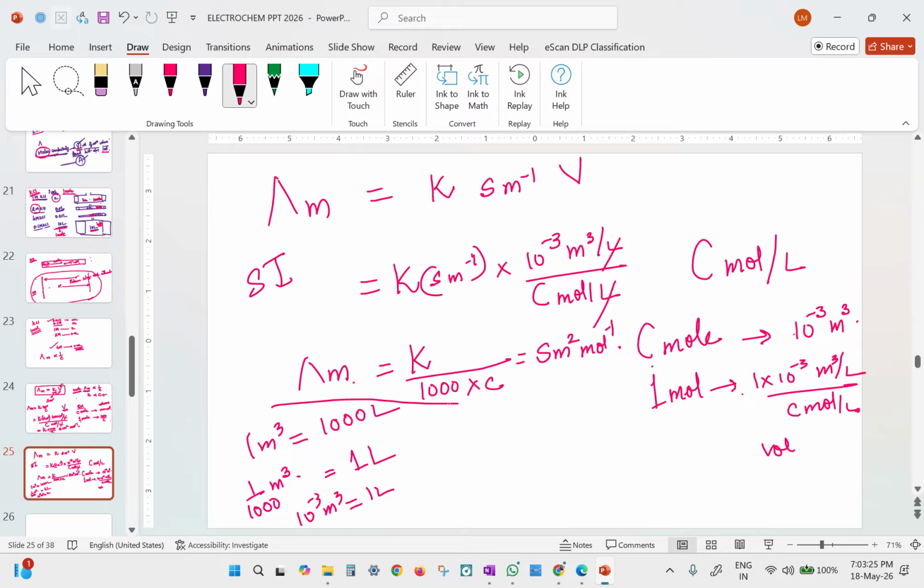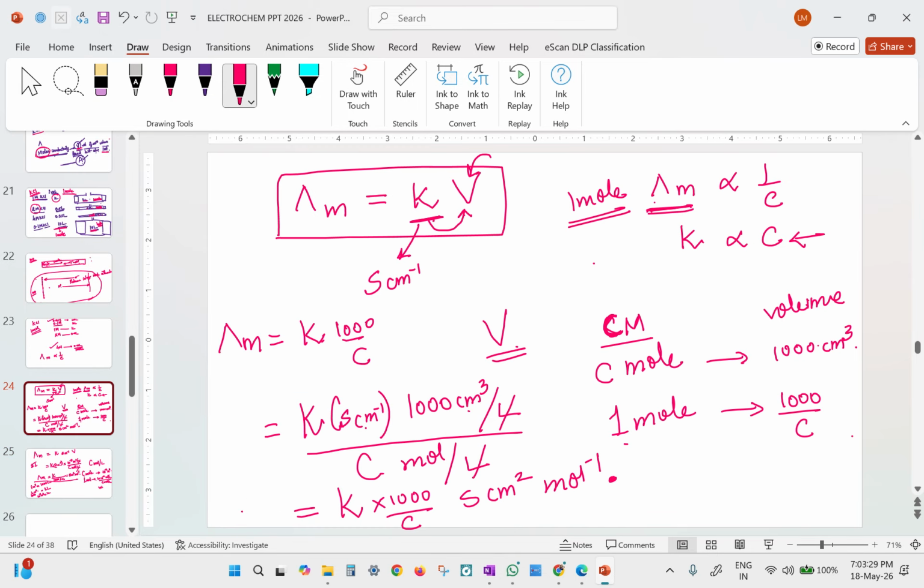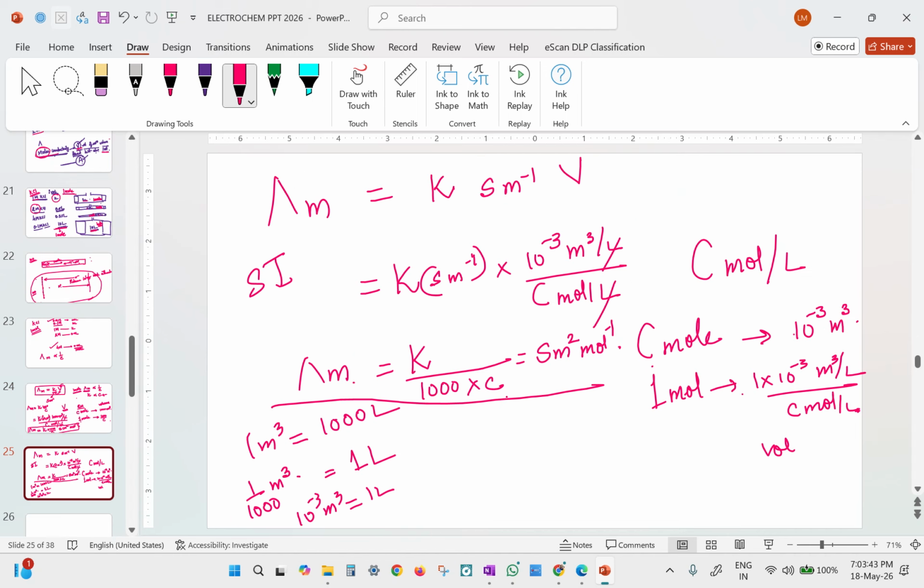So these are the two expressions. And in most of the cases, we will be using this expression, because our conductivity cells have very small distance between the electrodes, so it's often measured in centimeters. So we will use this expression more than the other, but you should know both of them. Is it clear?